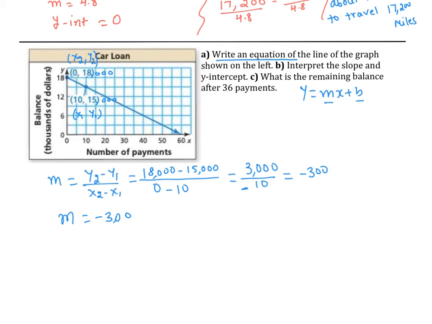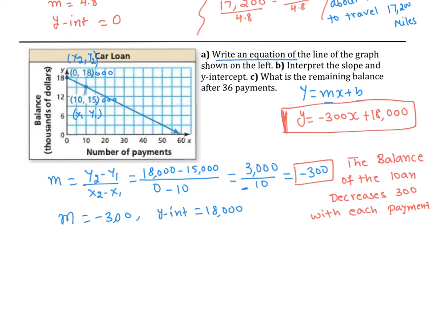Now we have to look for the y-intercept. The y-intercept is 18,000 because the y-intercept is the point where x is 0. And now the equation of the line is y equals negative 300x plus 18,000. This means that the balance of the loan decreases by 300 with each payment, because this is a negative 300.